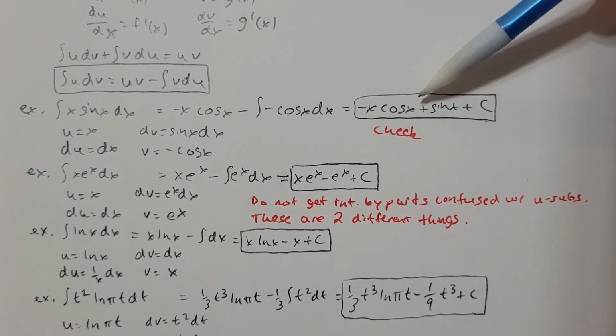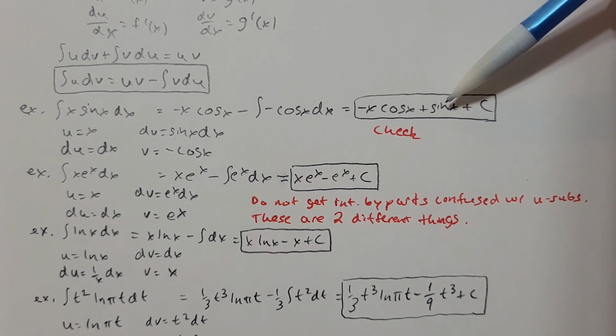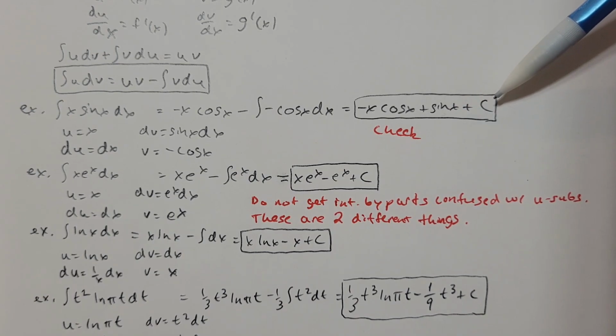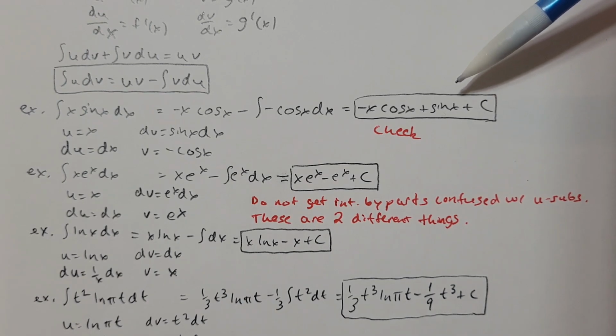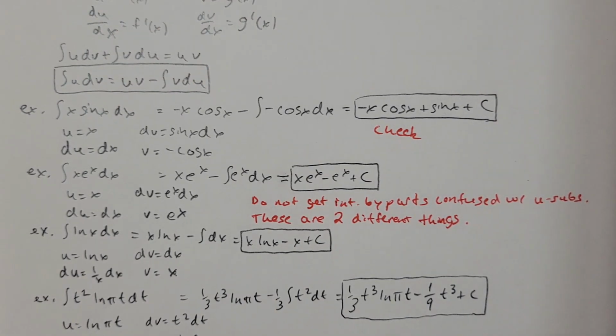I got negative cosine x plus cosine x, that's 0. And the derivative of a constant is always 0. So my answer would be x sine x, which is exactly what I had there in the integral. I encourage you to check your answers, especially if you're unsure. That's one nice thing about integrating, that you can always know if you have the right answer. Just take a derivative of what you think is the answer, and you should get back to the integrand.